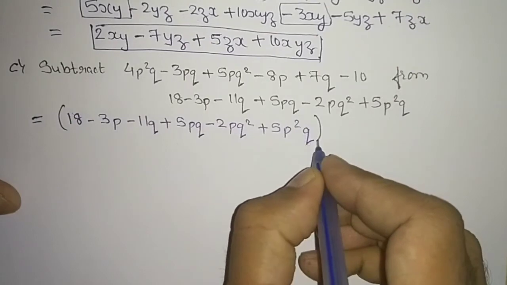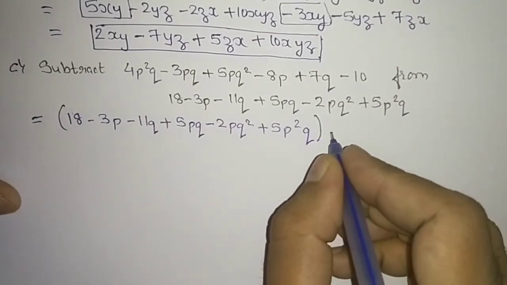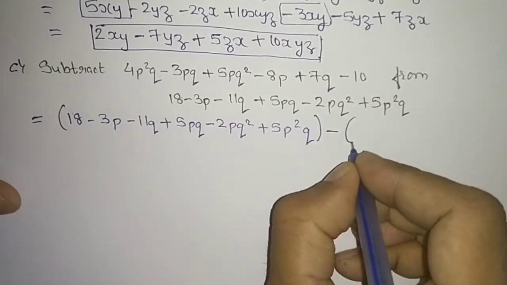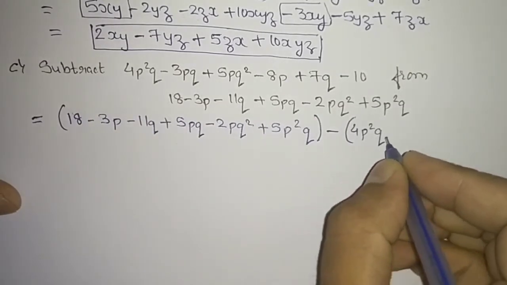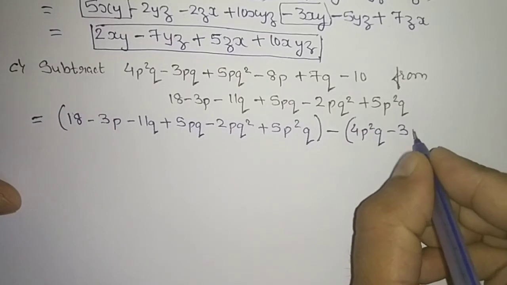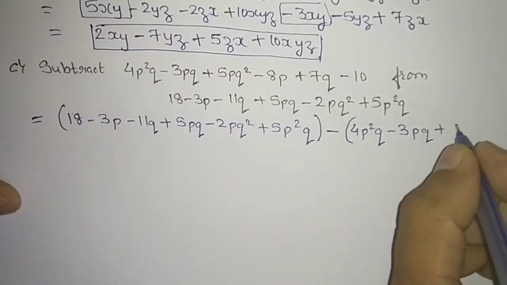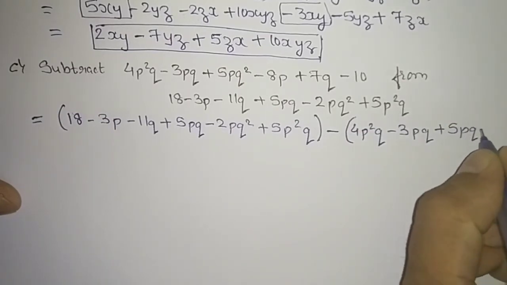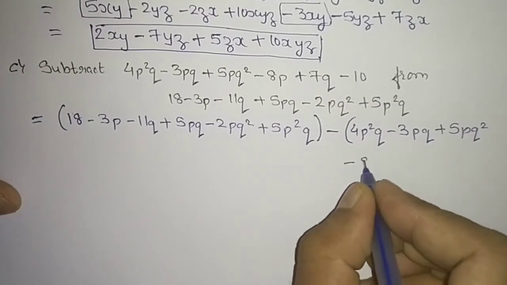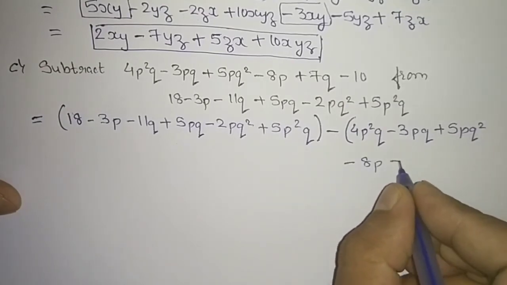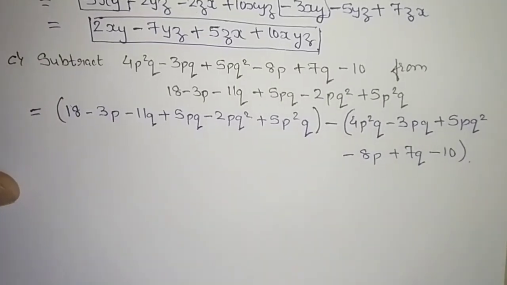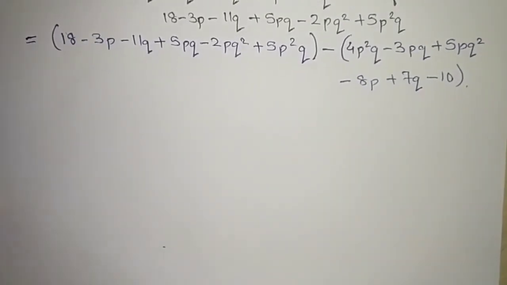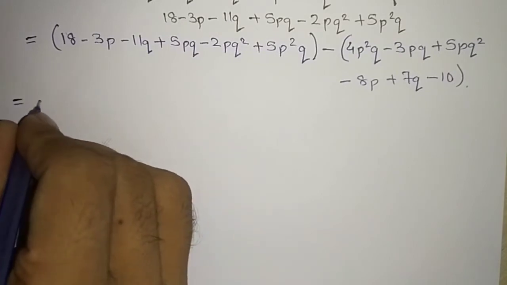This will remain in one bracket, and then minus, I will write the other term, that is 4p square q minus 3pq plus 5pq square minus 8p plus 7q minus 10, and then close the bracket. Now we will open the bracket.